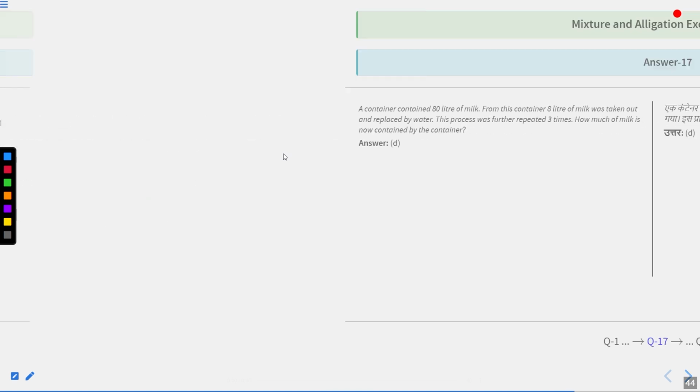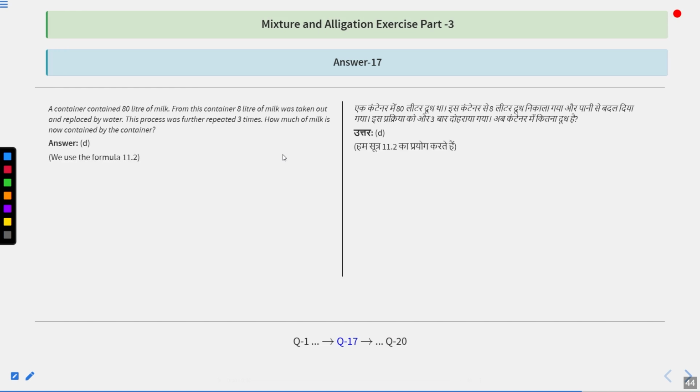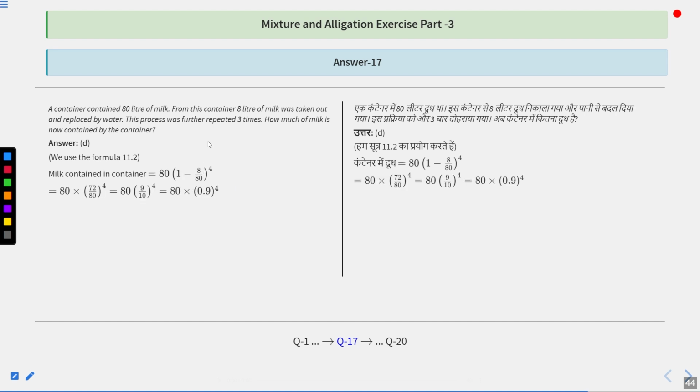Now time's up. Let's see the solution. We are going to use formula 11.2, which is the replacement formula. Milk contains 80 into 1 minus 8 upon 80 to the power 4. Clear? So when we calculate it, we get 52.48 liter.